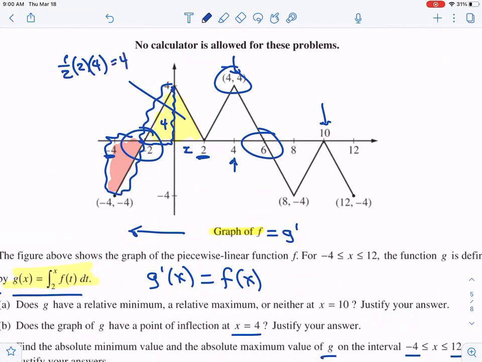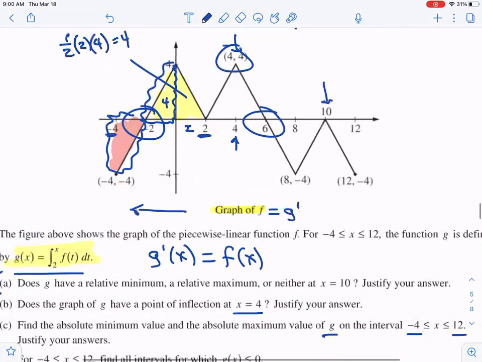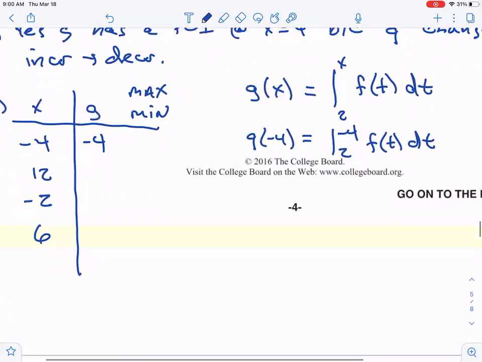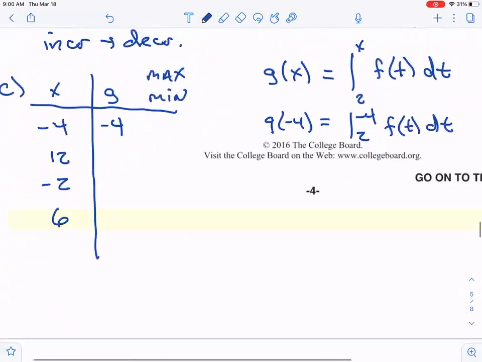4 units. But now the thing is, I'm integrating which direction? From right to left. So I'm going to treat that as what? -4. So when x is -4, g at -4 is -4. Okay? Next one, I'm going to 12.